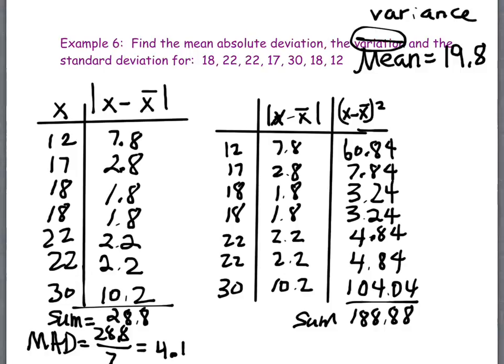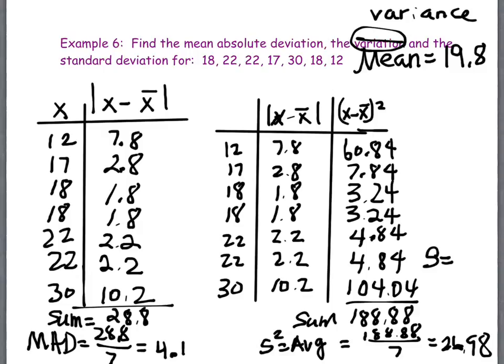We're going to divide by the number of values, just like we did in the last one. The average here. And what we're actually finding when we do that is the s squared value. This is the variance value. So we're going to take this value, 188.88, and divide by 7. What does that give me? 26.98. Excellent. That is variance. What do I have to do if I want standard deviation?